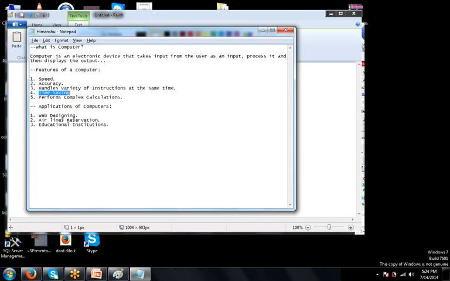Then the last one is that a computer performs complex calculations. There are some complex calculations, like mathematical and scientific calculations, and a computer can perform these in a very speedy, fast way. So these are basically the five main features of a computer. This is the main reason why we use a computer, because it is nowadays a very basic necessity of our life. Without a computer, we cannot survive, basically, because there is so much work which human beings cannot handle. So with the help of a computer, we can do some basic things.